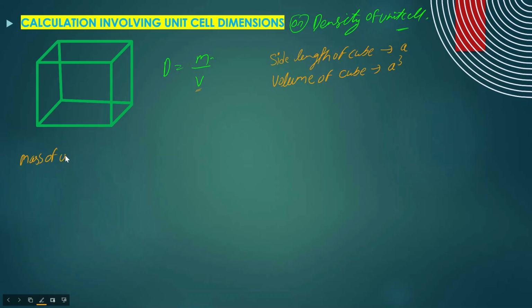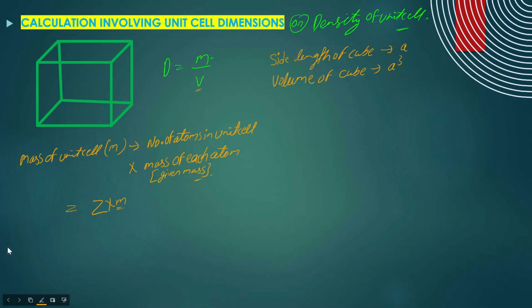Mass of unit cell. Okay, so here mass of unit cell is equal to number of atoms in unit cell into mass of each atom. Means this is a given mass. Okay, given mass. Simply you can write Z into m, small m. Okay, so how to find out the given mass?